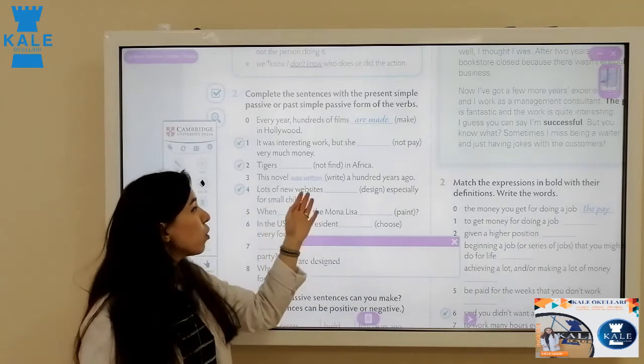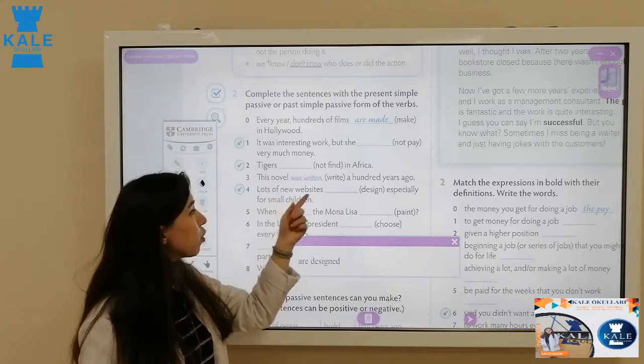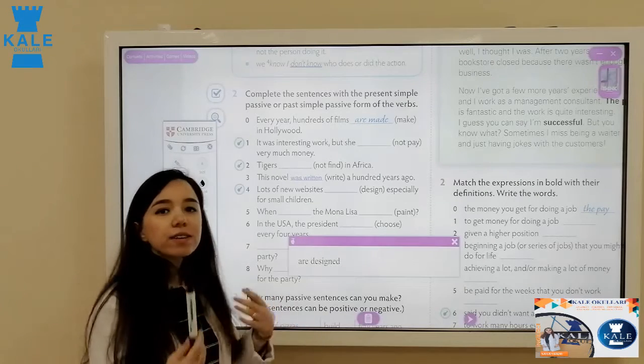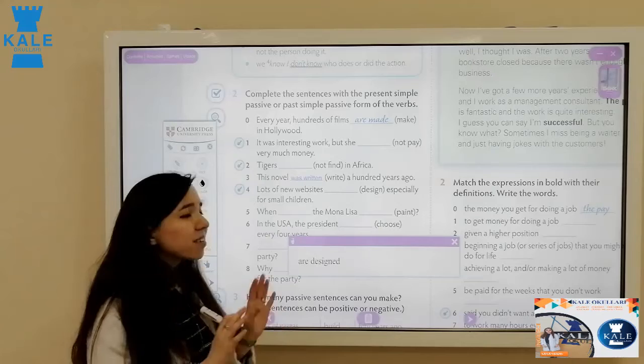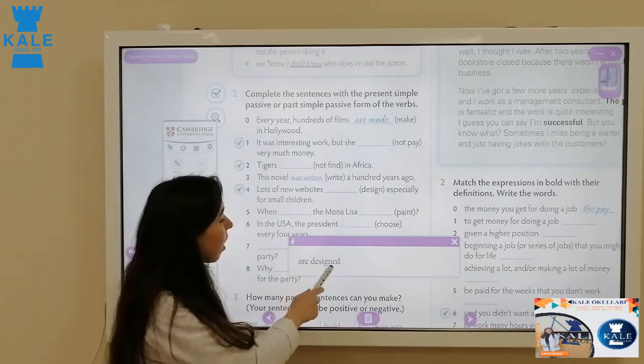Specialists, the people who are working for, for example, what? They are special people for designing websites. They are engineers, yes? For example, hardware, software engineers. They are designing. It's not important who is designing. It's important that lots of new websites are designed.